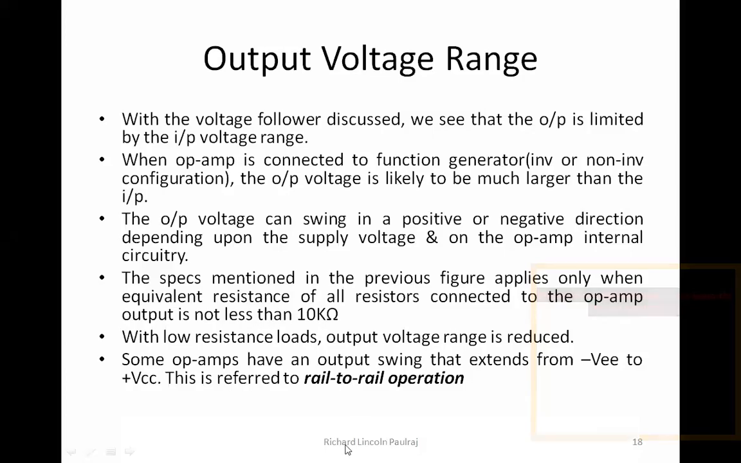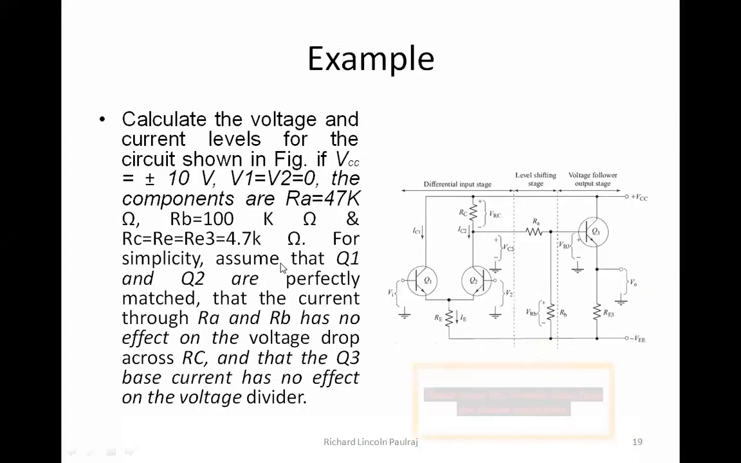So we had seen this output voltage range, right? That is necessary for understanding the swing, right? And if in case it is going from plus 5 to minus 5, which means the maximum, then we call it rail-to-rail operation, right? Okay. So moving on, we will just probably look into one example.